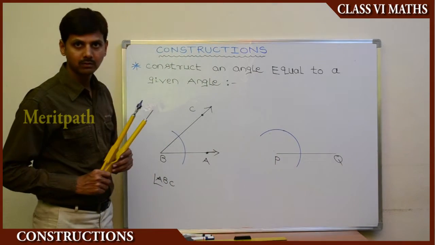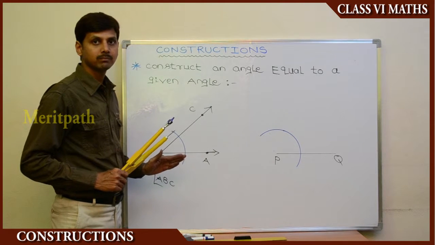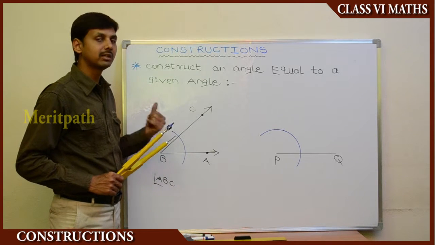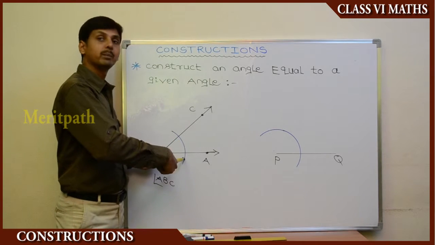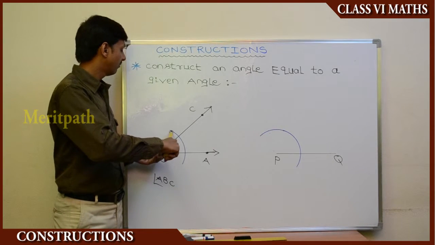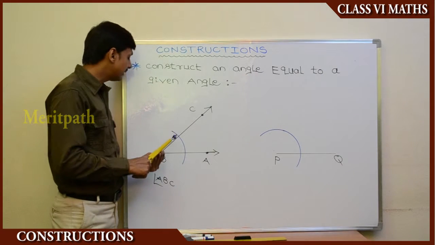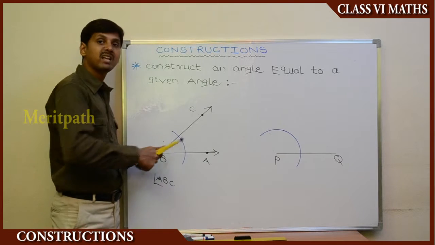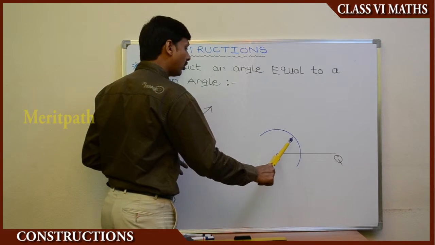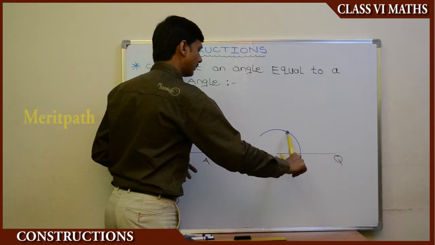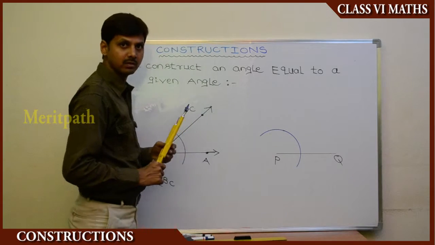What we have done, let's recall. Angle ABC we have constructed. It's a given angle. And using the vertex B, we make an arc on this. So using the same radius, now let's make an arc using the point P. Now we've done it.